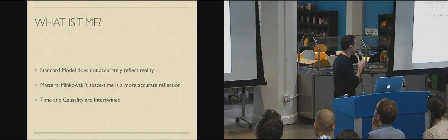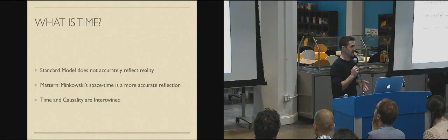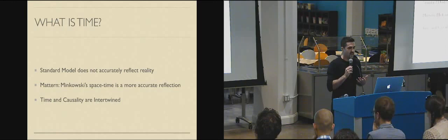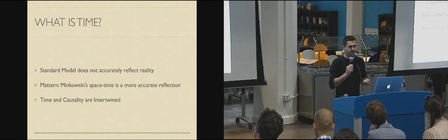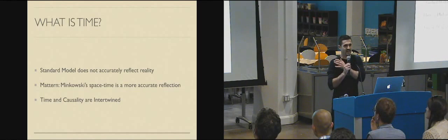Matern's up front with this, though, that the standard model doesn't actually reflect the reality of the world. It's a useful model, and we're going to use it for the rest of this talk to discuss. But he makes this point that actually there's a model known as Minkowski space-time that is a much more accurate reflection of the world. And I don't have a background in physics, so I'm not going to purport to give you a whole introduction to Minkowski space-time. I'm sure there are people here who know it much better than I do.